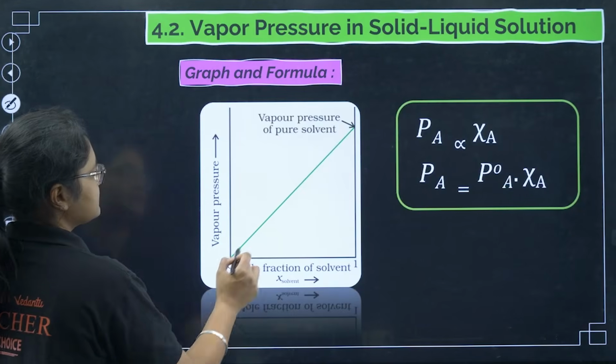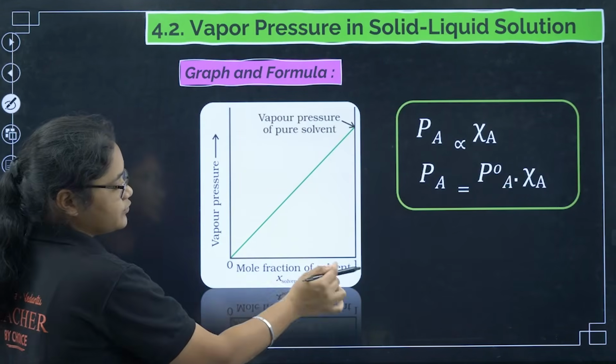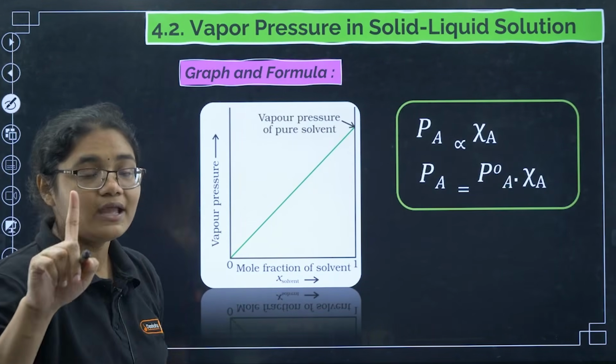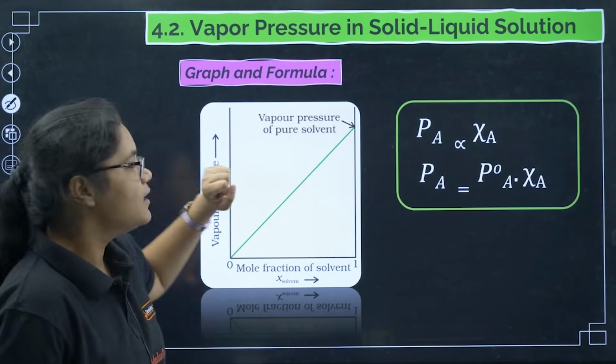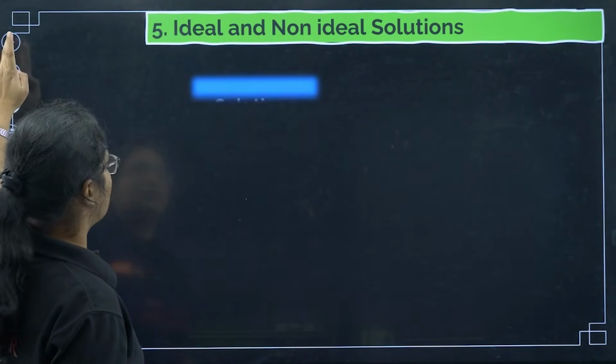Okay. Next, we have the formula for this one. So you can see only the solvent is there. There is no other component, because only one component is creating the vapor, and this is the formula for that.